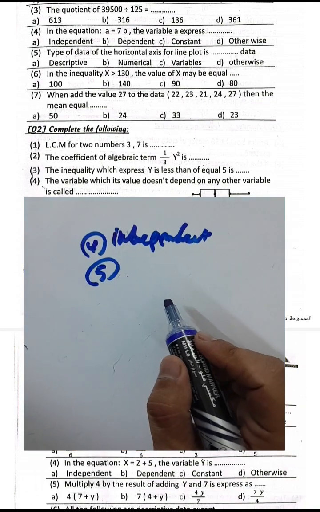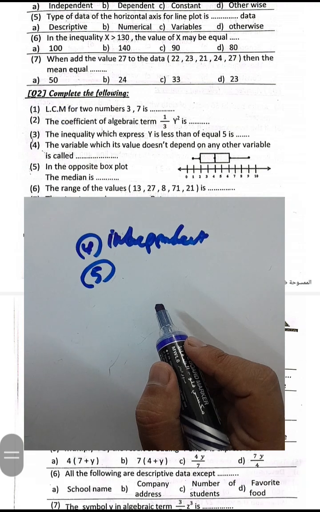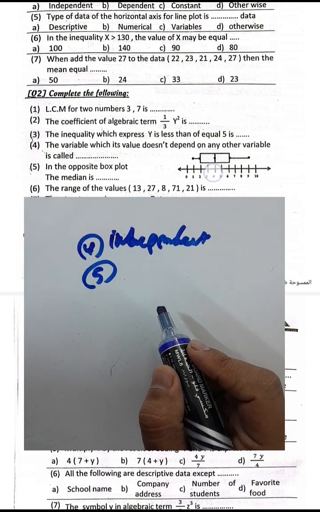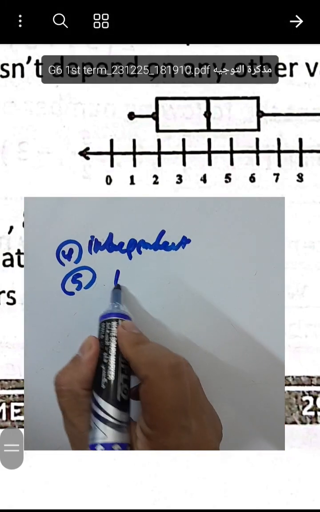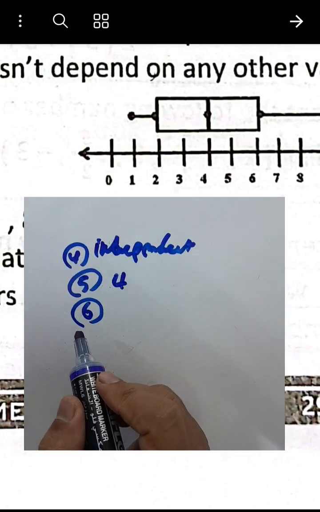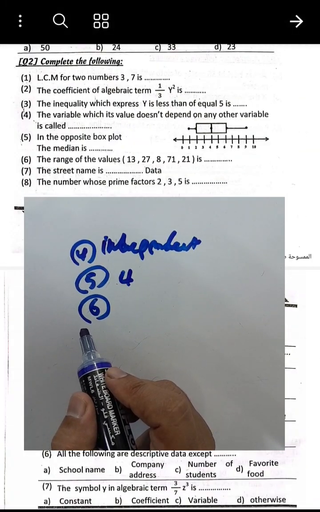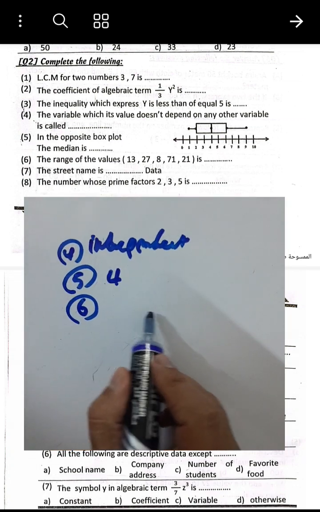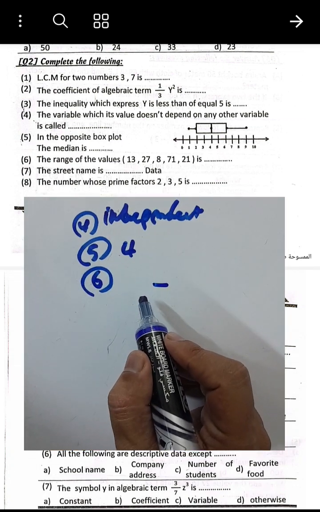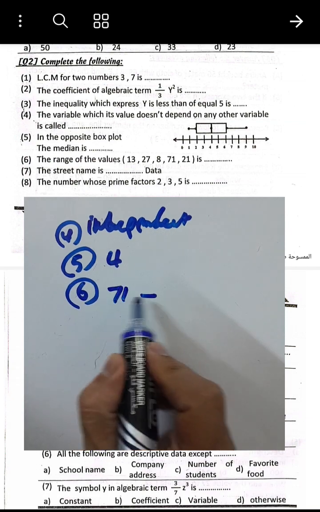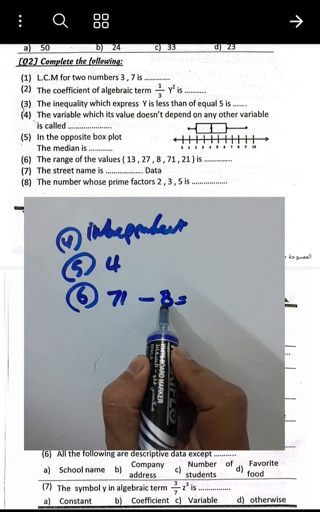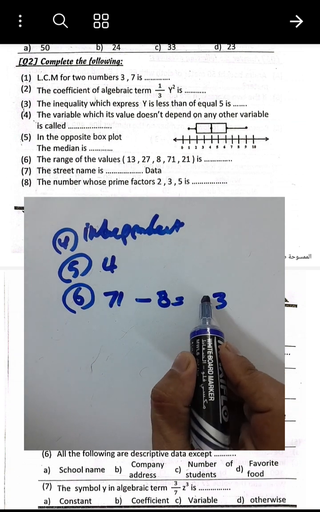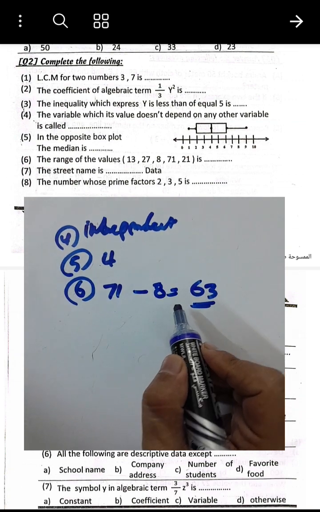Question number 5. The opposite box plot median will be here 4. The median here is 4. Question 6. The range of the values. Find the difference between greatest number and smallest number. 71 subtract by 8. 11 minus 8 equals 3. The result will be 63.